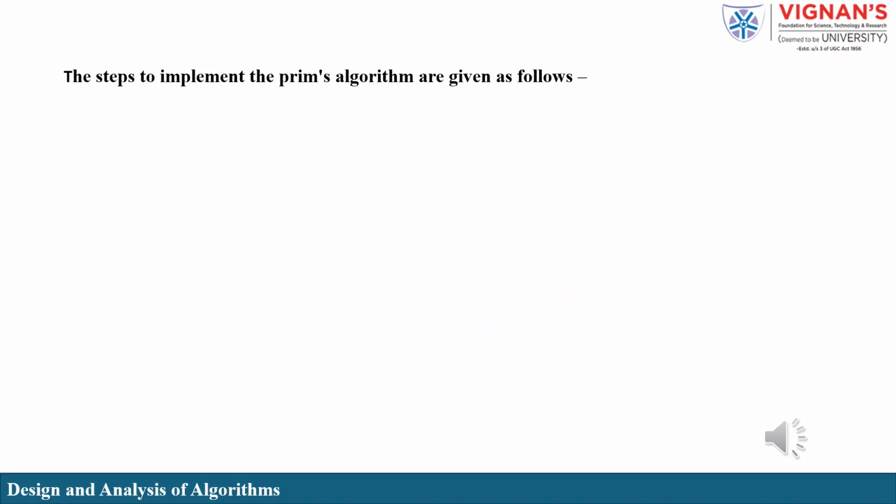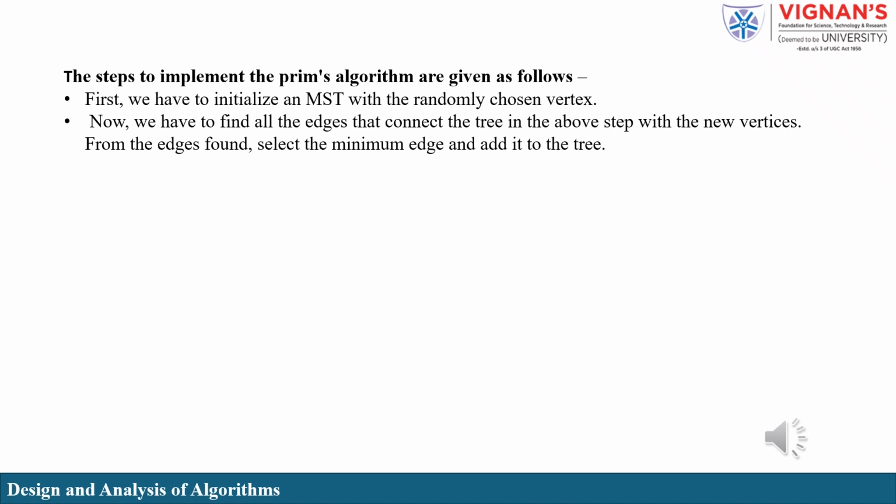Steps to implement Prim's algorithm. First, we initialize the minimum spanning tree by choosing a random starting vertex. Next, we find all the edges that connect the current tree to new vertices. From these edges, we select the edge with the minimum weight and add it to the tree. We repeat this process until the minimum spanning tree is formed.